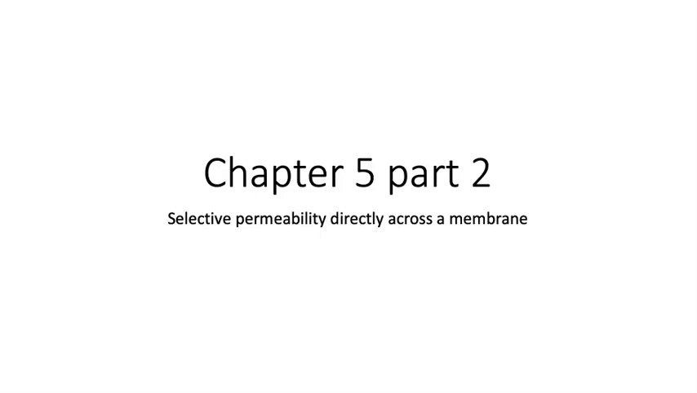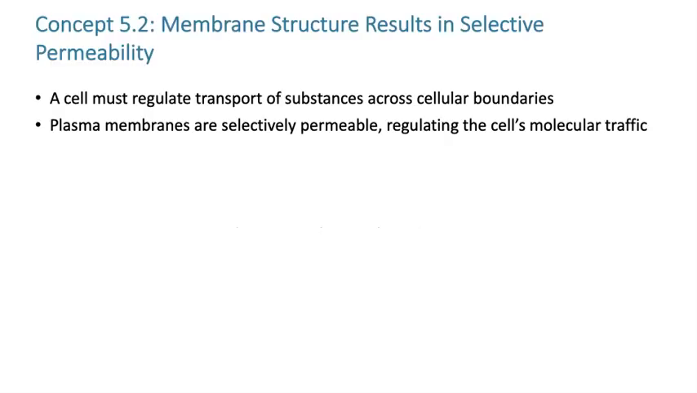Welcome back to Chapter 5, where we're going to discuss selective permeability and how things cross a membrane directly as opposed to going through helper proteins or some other means. The structure of membranes really helps in this selective permeability, which I defined for you earlier in Chapter 5. A cell has to be able to regulate the movement of things in and out of the cell in order to maintain its life. That is the job of the plasma membrane.